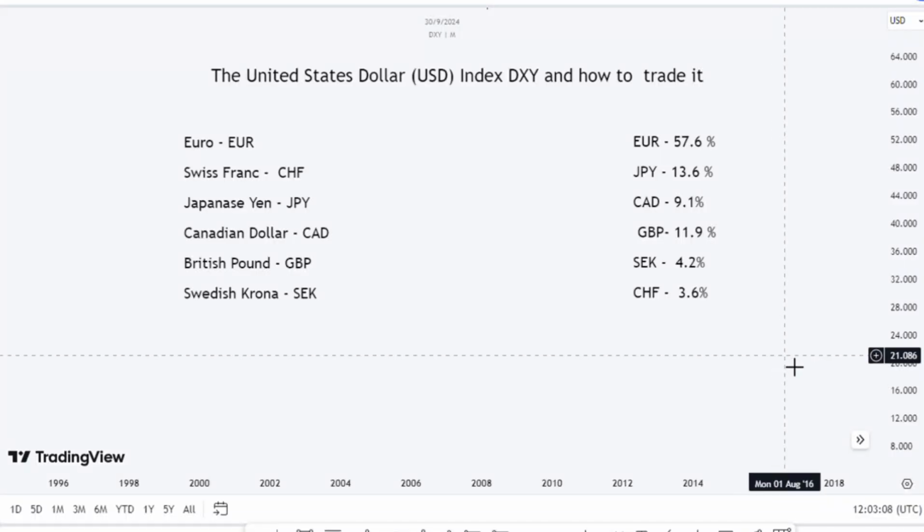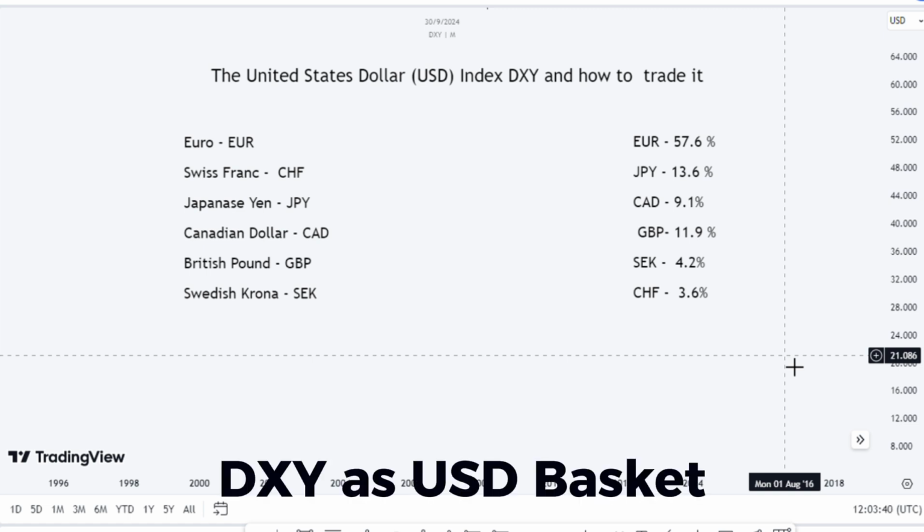So in today's video we're going to be looking at the United States dollar basket, or the USD basket, and how to trade it. So the United States dollar, or USD index or basket, and then how to trade it. All right, so the USD basket, or the DXY, is simply a measure of the value of the United States dollar relative to, or as compared to, a basket of foreign currencies. On some charting platforms, you can see this DXY being named as USD basket.